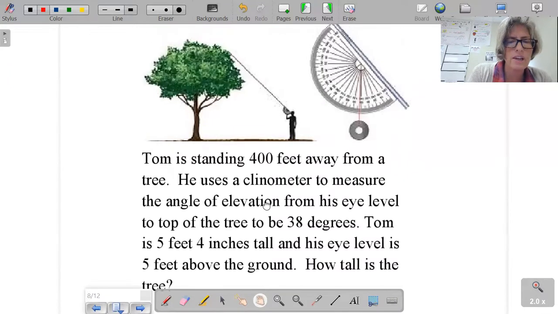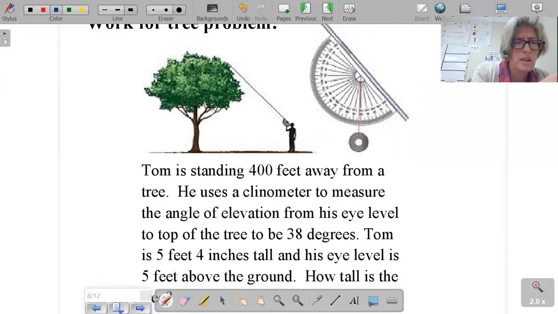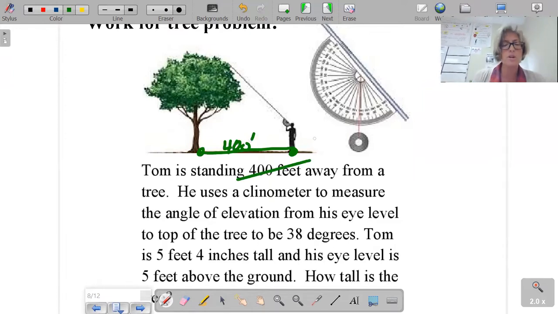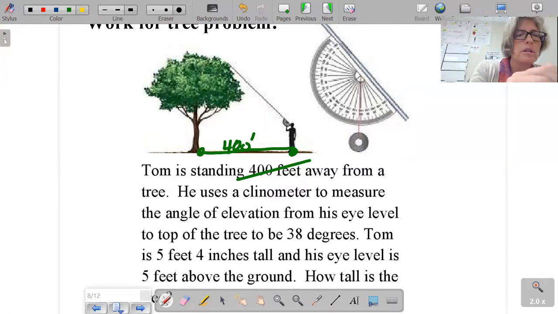Says Tom is standing 400 feet away from the tree. So 400 feet, there's Tom. Here is the 400 feet. He uses a clinometer to measure the angle of elevation from his eye level. That's kind of an important notation. And the angle of elevation from his eye level is going to be 38 degrees.